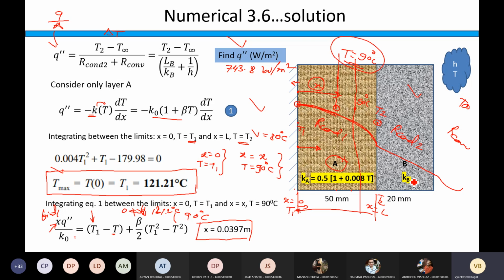The only thing is here K is variable. You have to take into account that. So use the variable separable method and integrate the equation.